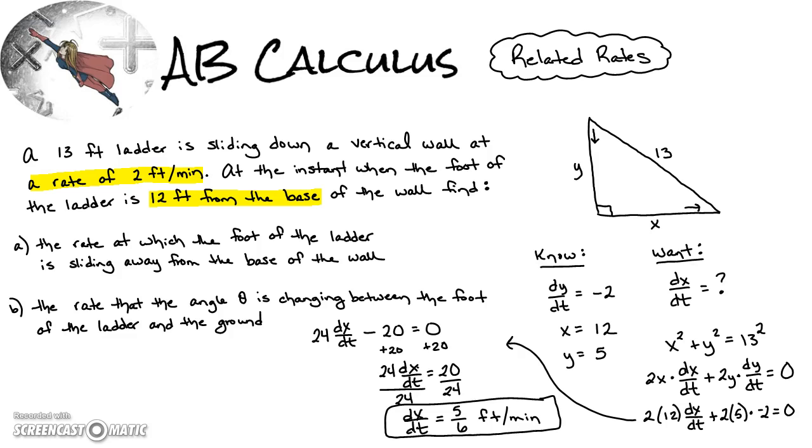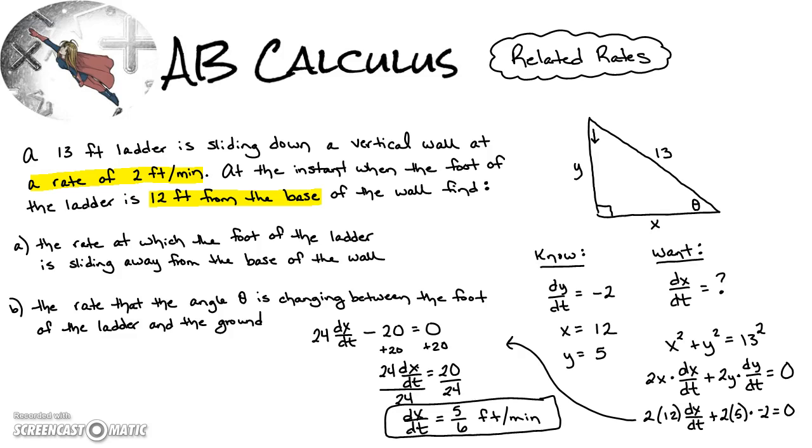Now part B is asking for the rate that the angle theta is changing between the foot of the ladder and the ground. Well, let's just erase this little arrow out of our way. So the theta that they're talking about would be right there. And so nothing else about the picture has changed. All the numbers that they gave us originally are still the same. The answer that we got to part A would still apply to part B. So we just basically need to have a new equation so that we're working with theta.